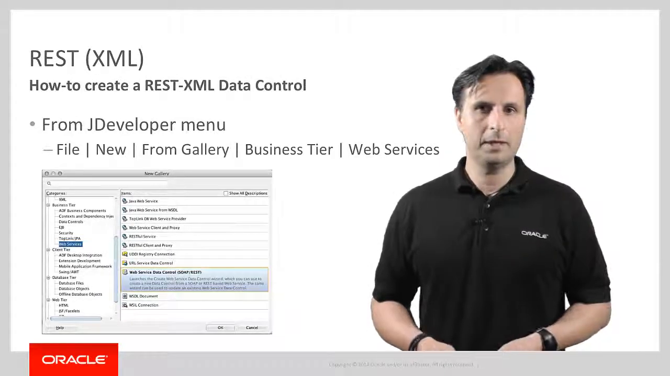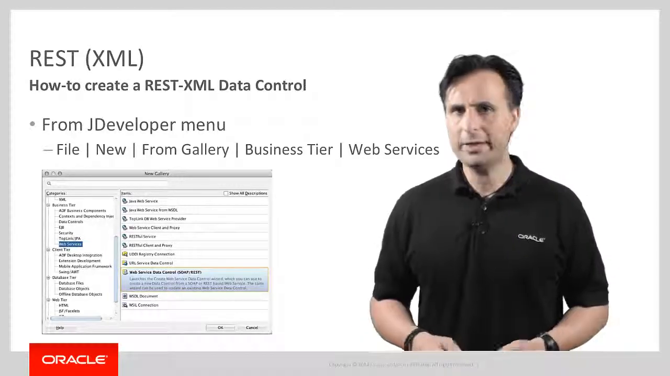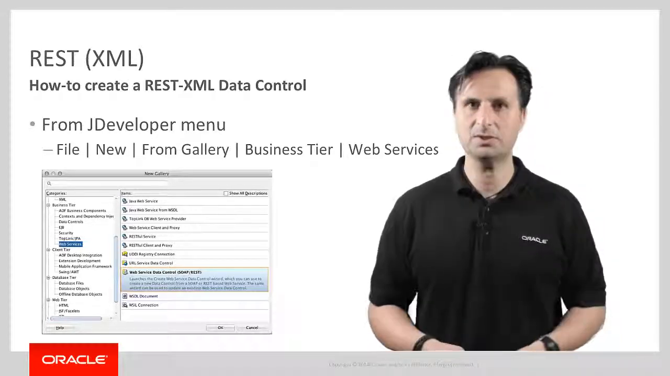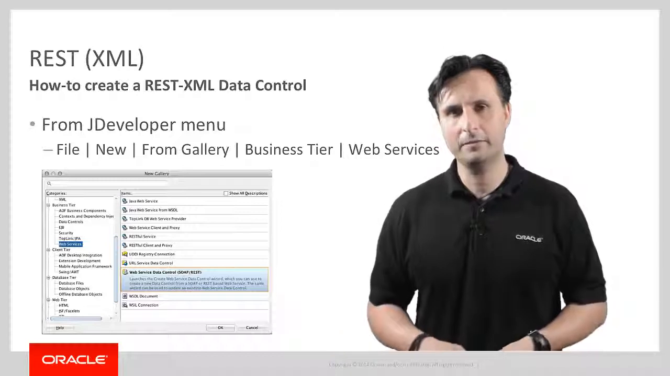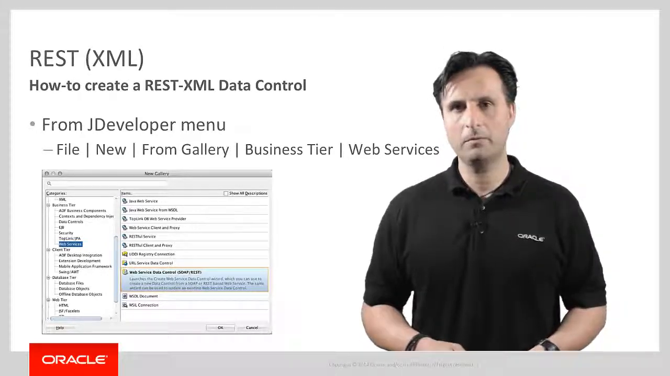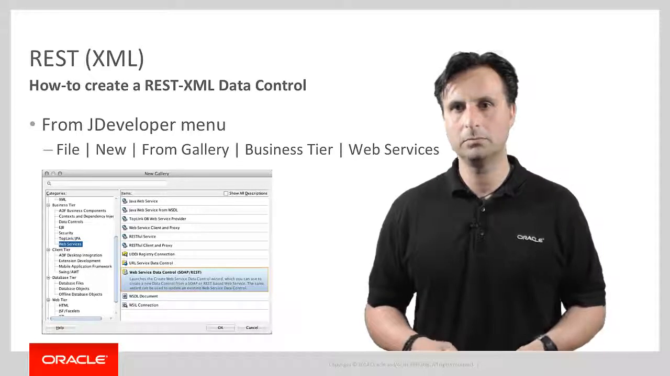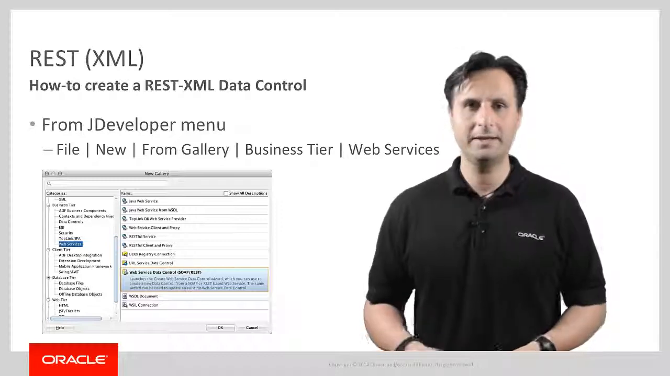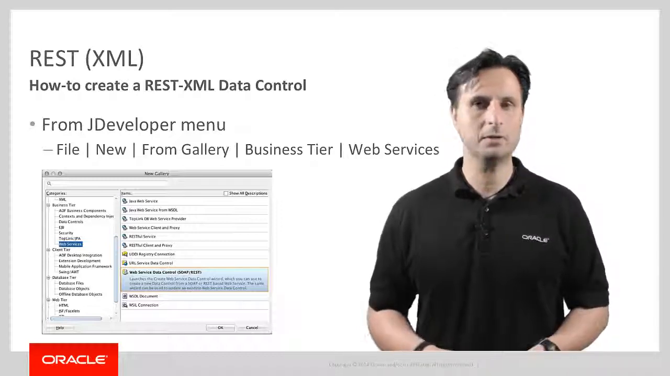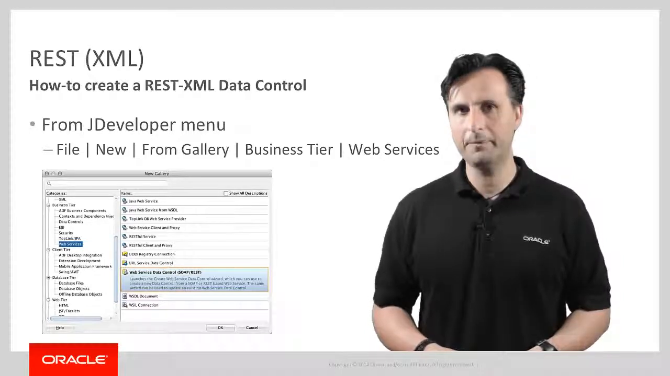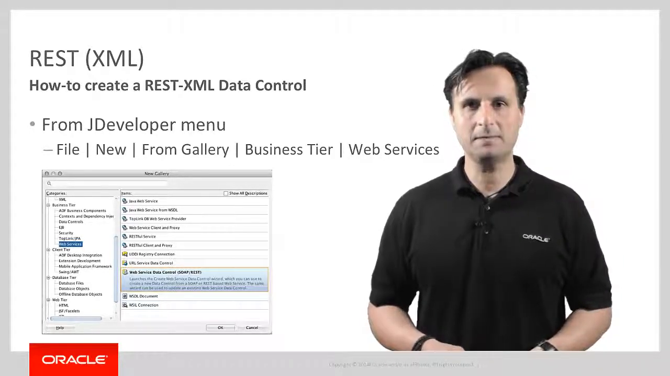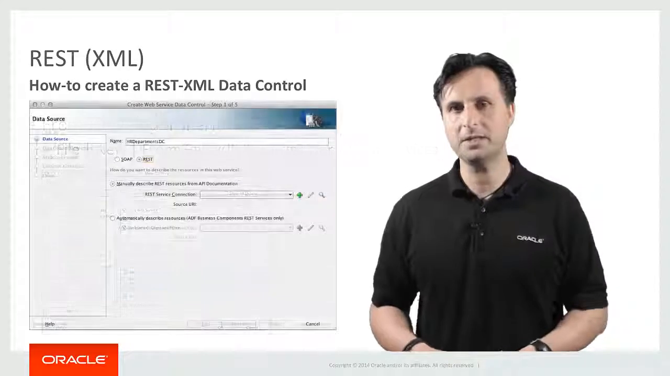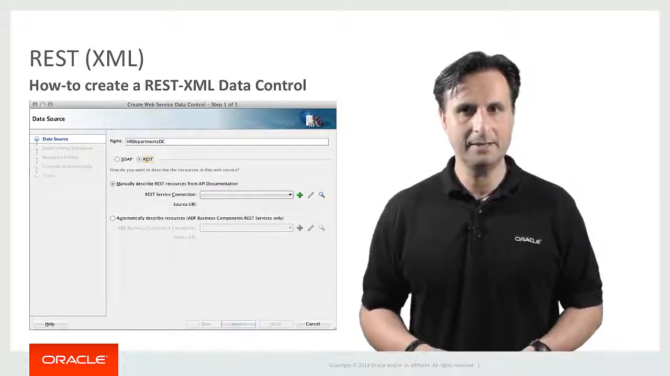For the declarative approach, you create a data control similar to the SOAP data control I showed in a previous episode. If you haven't seen that, just go back on YouTube and you can get that information as well. Starting from the File menu, File, New, From Gallery, Business Tier, Web Service, or if you have a view controller project, right mouse click on that, and it provides you the same menu structure to get to the New Gallery. There you select the web service item or the data control item for web services. Here you have a choice between SOAP and REST. First thing that you do is switch to REST and then you give it a name.